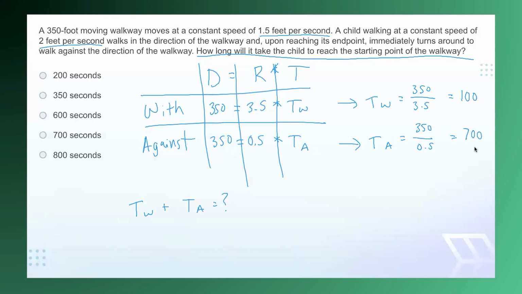Now, again, note that this is not the answer. We are not solving for T sub A. We're solving for the total time. So taking these values and plugging them into our little expression here, we get 100 plus 700 equals 800 seconds of total time. And the answer is E.